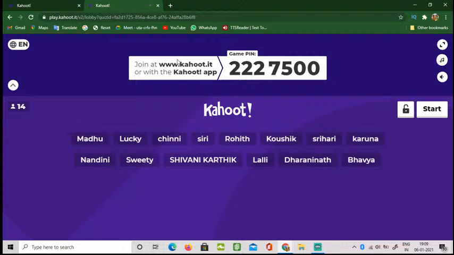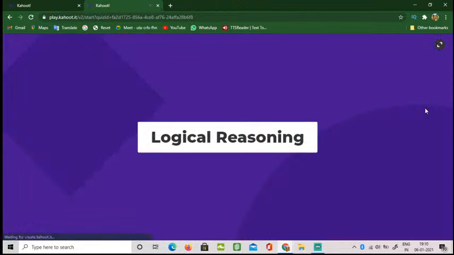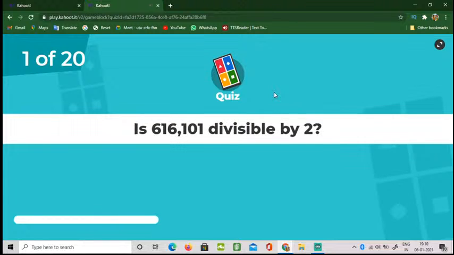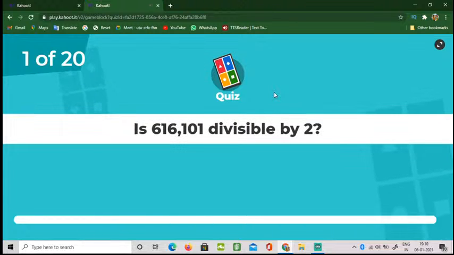So I'm just starting the game now. Those who have come now, I want you to take your pen and a paper and sit near your device so that you can work out some sums. Let me start the Kahoot. We have 14 players. I've started the Kahoot, and today it's logical reasoning and the topic is divisibility rules.